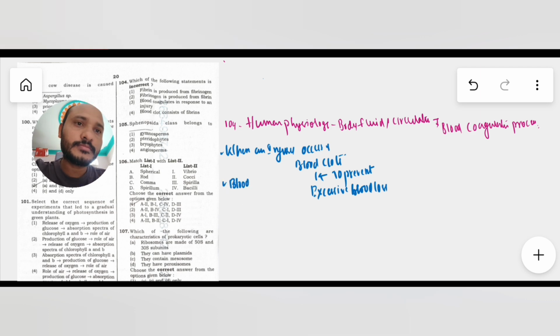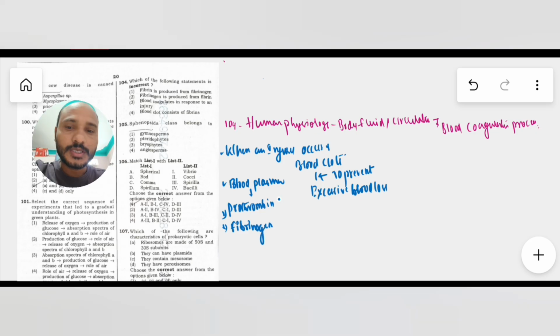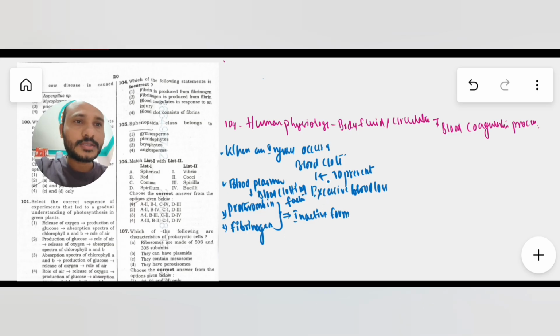Generally, in human blood plasma, some blood clotting factors are present. Two of them play an important role: prothrombin and fibrinogen. These two are blood plasma clotting factors, and both are present in inactive form only. So to clot the blood, the inactive clotting factors must be converted into active form.